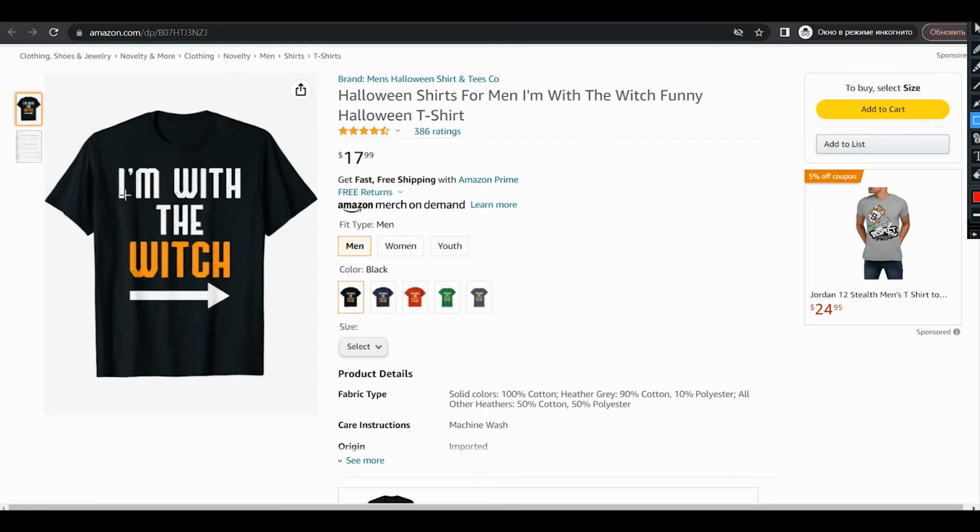First of all, you have these words "I'm with the," and then you can differentiate. There can be some difference. It can be a witch. It can be a skeleton. It can be any other Halloween character which can sound good on this occasion. And at the end you also have this sign, this arrow. It can be to the right or to the left, and the main idea of this t-shirt is quite simple.